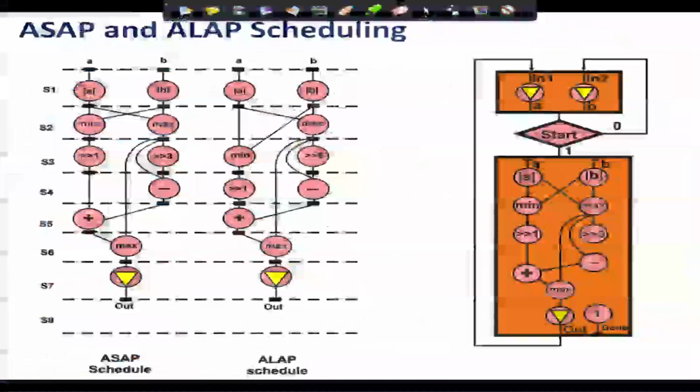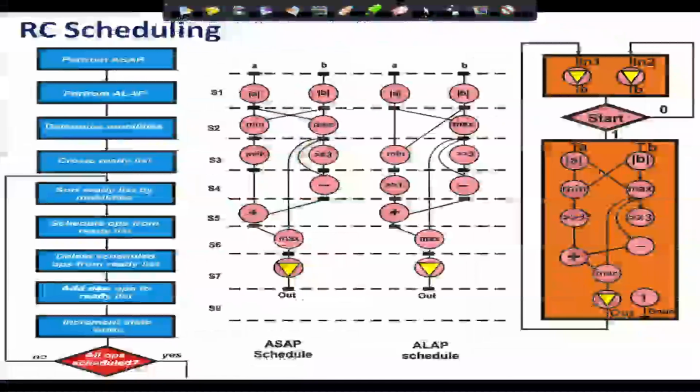Now, given this, we can come to resource constraint scheduling. Suppose now I have got some resource constraints already given to me. So, for that, this algorithm is also known in the literature as the list scheduling algorithm. What is being done here?